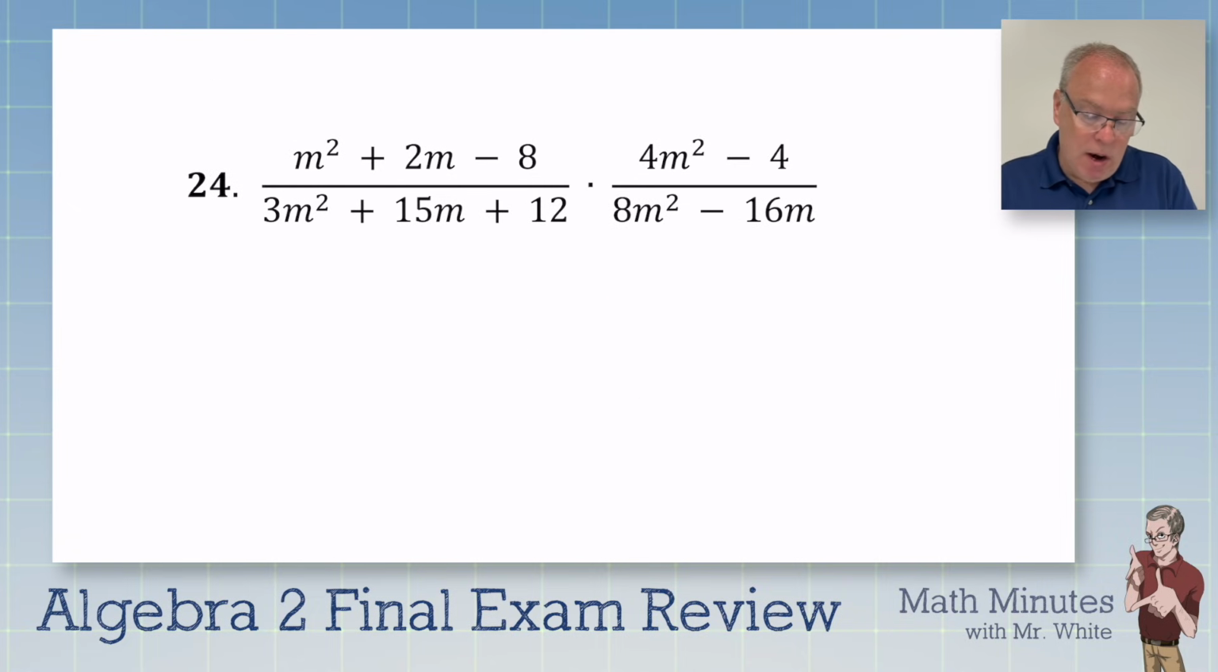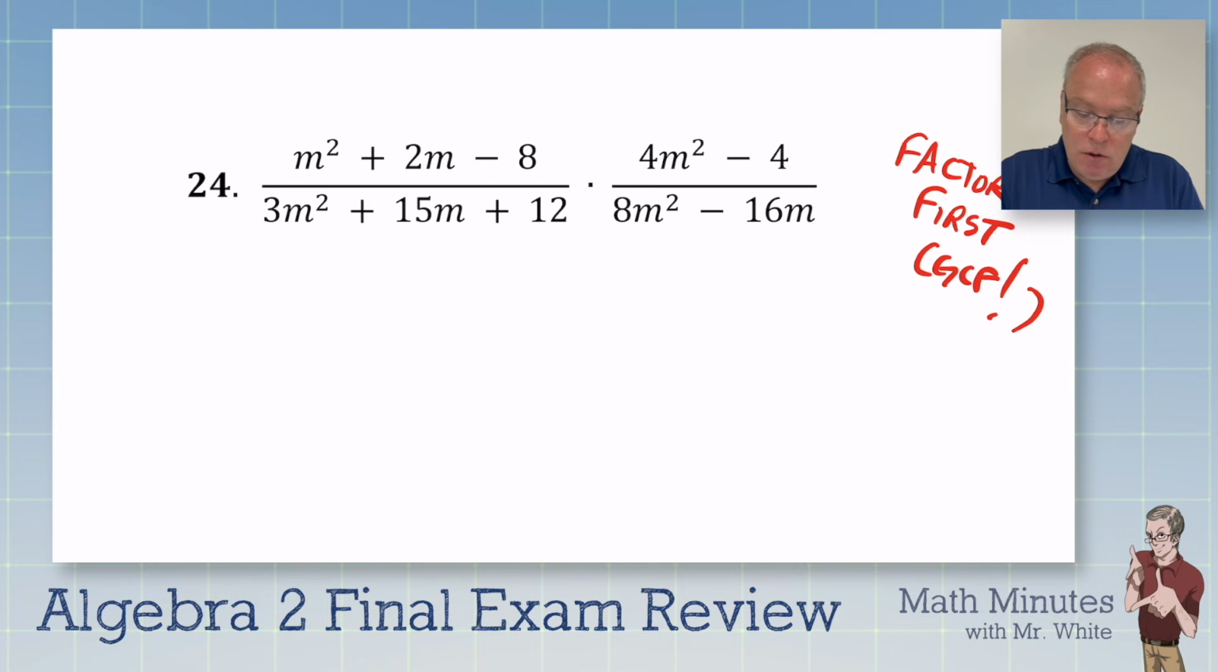Number 24, multiplication. But this is a mess. We need to factor first. Always factor first. And don't forget about GCF. Don't forget about greatest common factor factoring. A lot of students forget that for some reason.